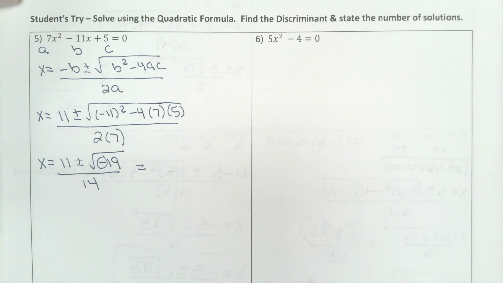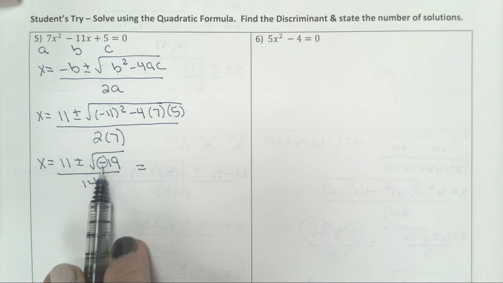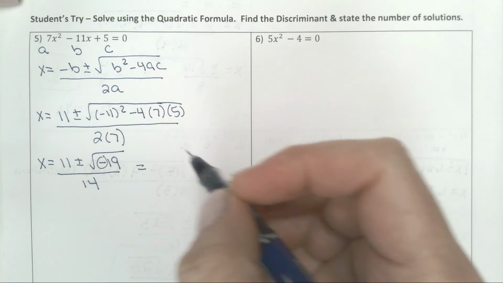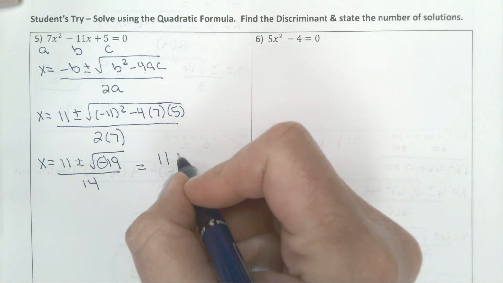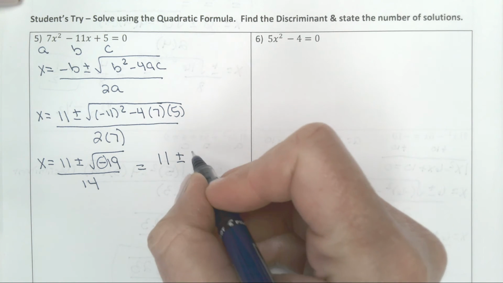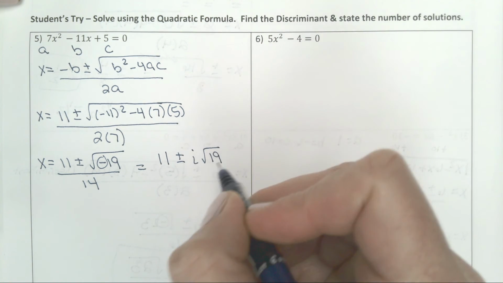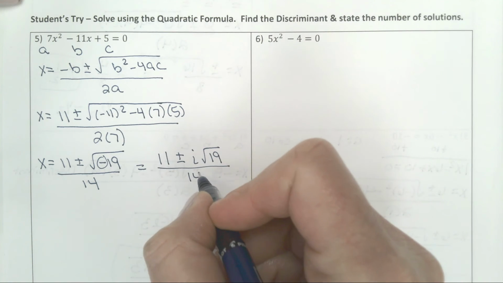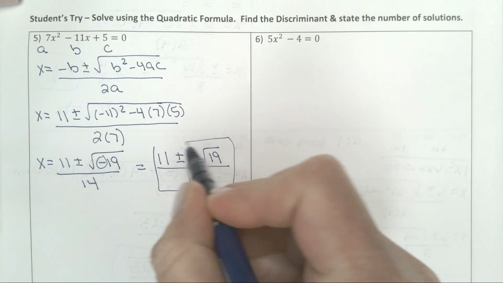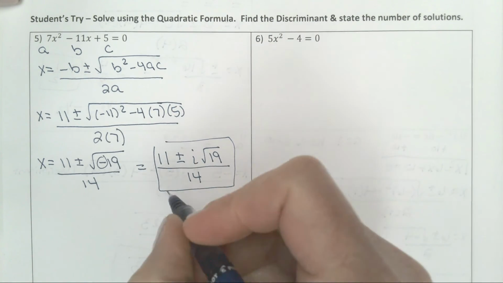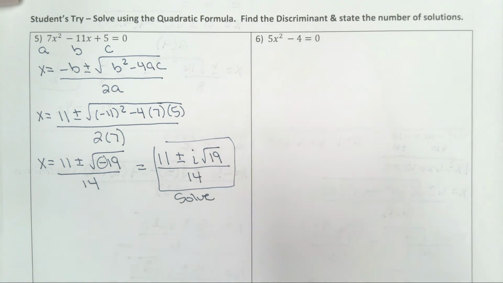I have a negative under the radical, so anytime you have a negative under the radical, we need to switch that to i. So I have 11 plus or minus i radical 19 all over 14. When it says solve, that is the solve part of it. That's the solution.